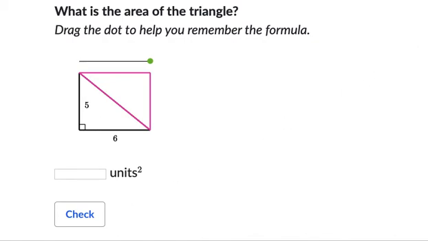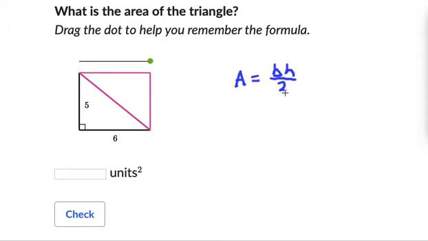That's where we get the formula: the area is equal to the base times the height divided by 2. This is the formula I usually use. This is one I remember because it's the base times the height, and then we divide it by 2 because it's made up of two triangles.